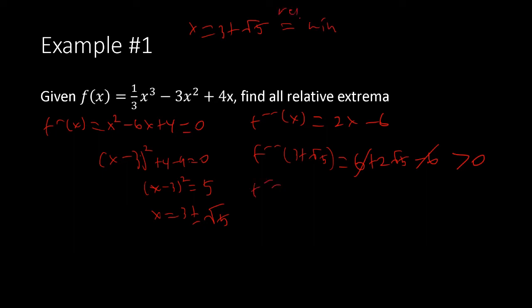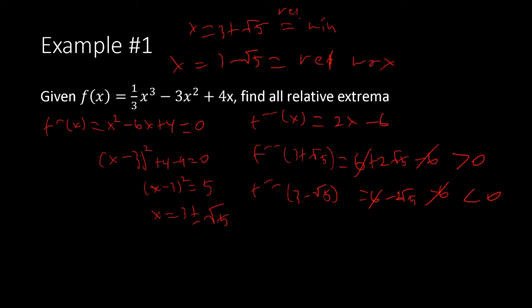And if we plug in f double prime of x at 3 minus square root of 5, as you can imagine, this is going to be 6 minus 2 square root of 5 minus 6. The 6's are going to cancel. This is less than 0. So x equals 3 minus square root of 5 is going to be a relative maximum. Okay, let's move on to the next question.